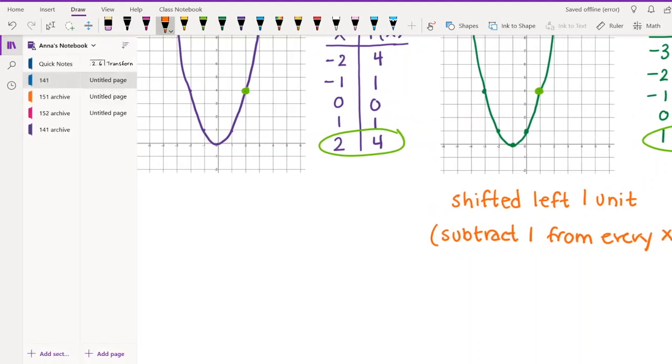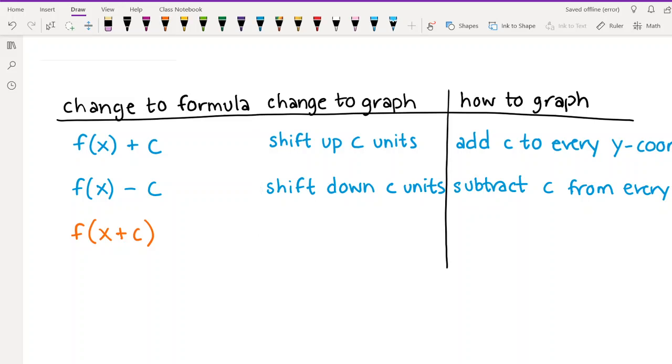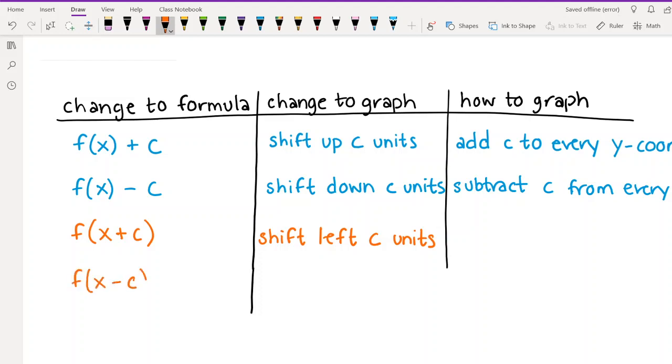Okay, so let's summarize that on our table here. Now if you have a function where instead of adding or subtracting to the function, you're adding or subtracting to x, that's always going to be a horizontal shift. If you're adding, that's always going to shift your graph left by c units. Whereas if you're subtracting, then it's going to shift your graph right by c units.